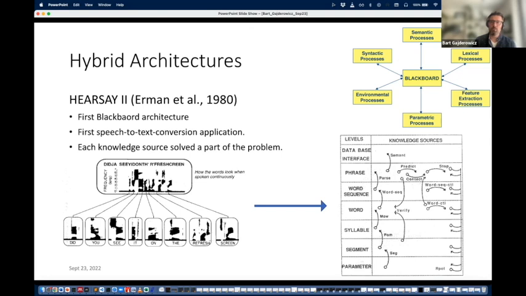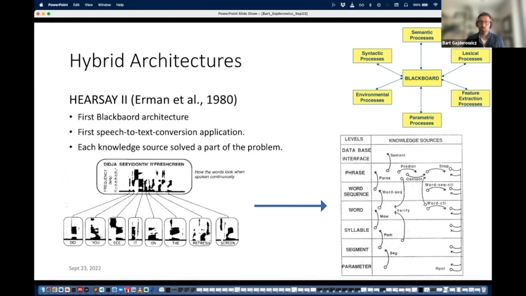Right? And this is what the Hearsay 2 architecture looks like. So you can see that there's different knowledge sources, right? There's different segments of the sound that's coming in. There's different syllables that have been identified by some knowledge source. Those syllables are then combined into what sound like words. And so we start getting words being created from the syllables that were found. And we can start identifying word sequences, which then may result in creation of different types of phrases. And then that information is sent back to the interface to the user to say, this sound has been interpreted to represent this particular phrase.